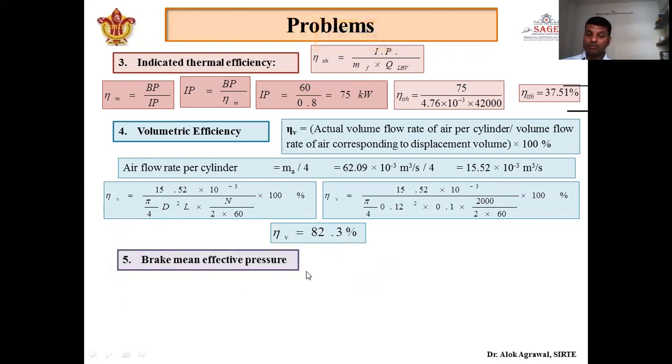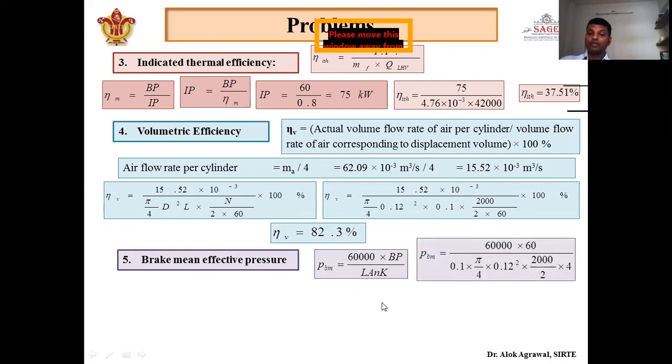Now the next is brake mean effective pressure. We know the formula: 60,000 into brake power upon LANK, where N is number of power strokes, K is number of cylinders, L is length of stroke, A is area, and BP is brake power. Substituting again, brake power is 60, length of stroke is 0.1, diameter is 0.12 meter. Again, it is a 4 stroke engine, so the number of power strokes will be capital N by 2, that is 2000 by 2, into number of cylinders K, which is 4. This will give BMEP equal to 7.96 bar.